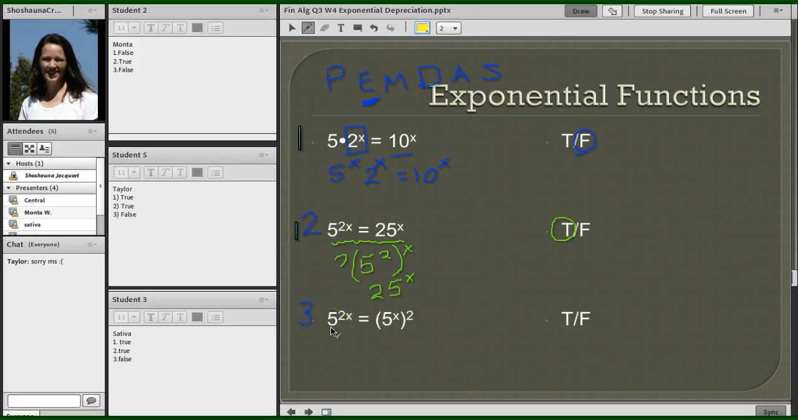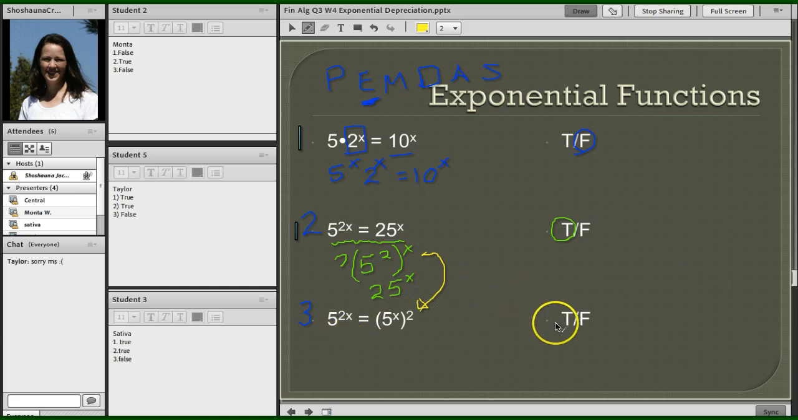True, true, false. This one is actually a lot like this rule. So this one actually is true, because when I have a power to a power, we're just going to multiply that. So this one here is 5 to the x times 2, which can be written as 5 to the 2x. Cool, huh? I know, it's super cool. So let's go look at this.